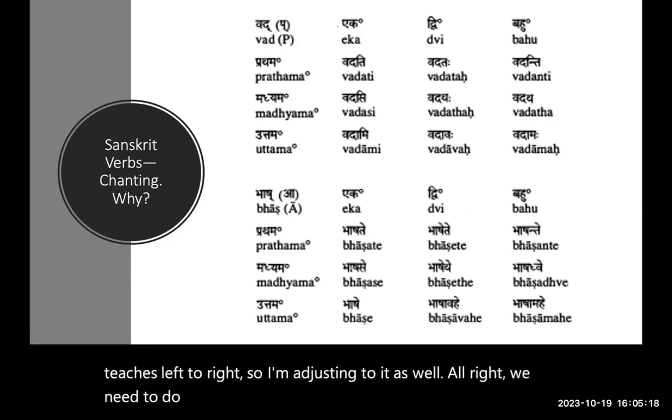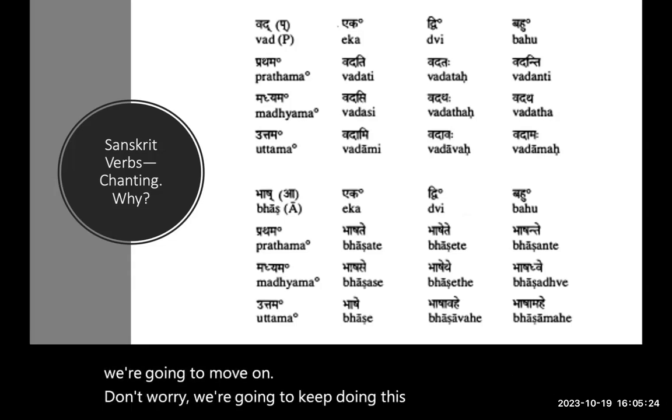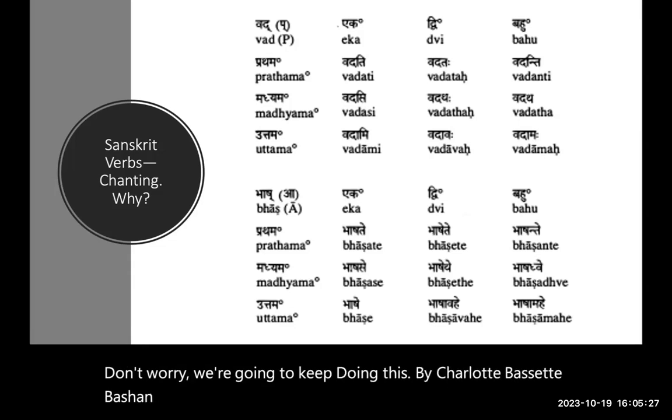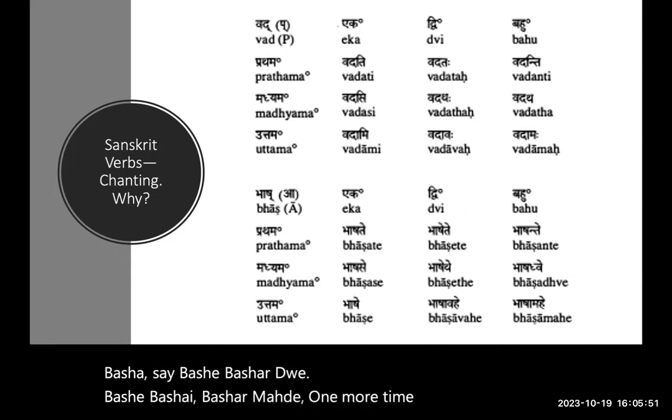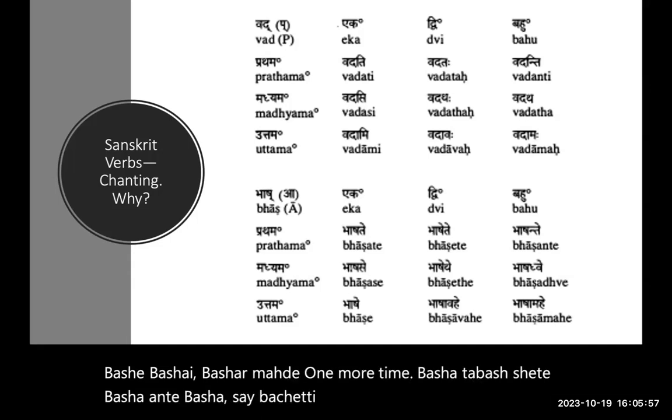All right, we need to do a little bit more of bhāṣ and Ātmanepada, and then we're going to move on. Don't worry, we're going to keep doing this. Bhāṣate, bhāṣete, bhāṣante. Bhāṣase, bhāṣethe, bhāṣadhve. Bhāṣe, bhāṣāvahe, bhāṣāmahe. Once more through the whole set, and one more time.